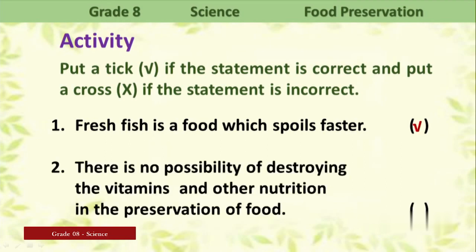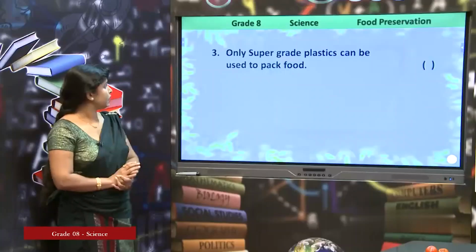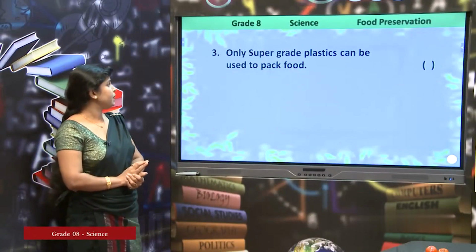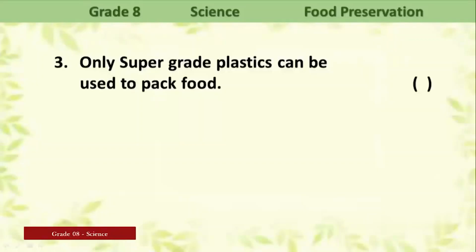Second one, there is no possibility of destroying the vitamins and other nutrition in the preservation of food. Is it correct or wrong? Is there any possibility of destroying vitamins and other nutritional substances while preservation? Let us see the answer. That is wrong. The answer is wrong. Look at the third one. Only super grade plastics can be used to pack food. Right? We can't use all types of plastics to pack food. Only super grade plastics can be used to pack food.